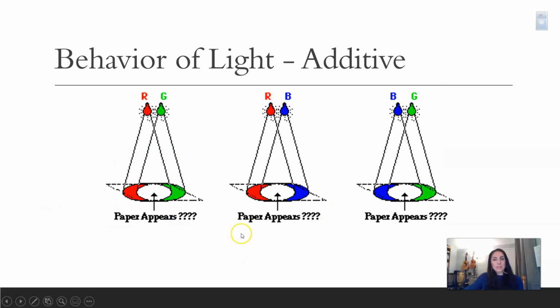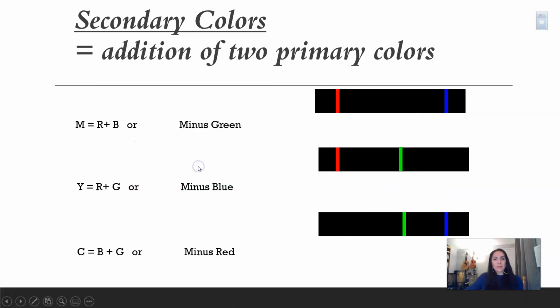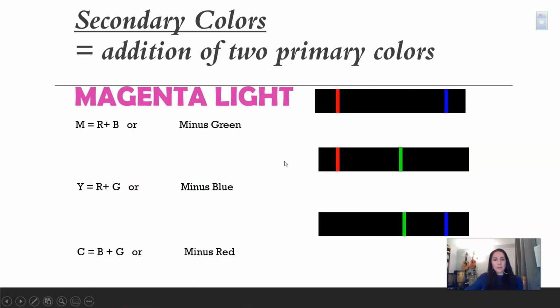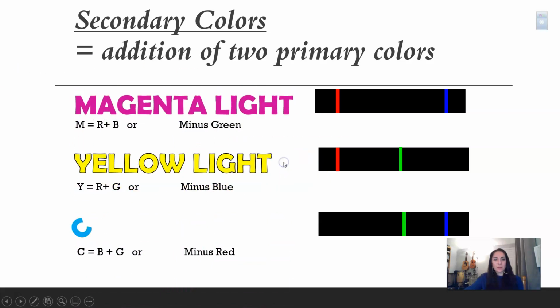Now, what happens is that when you mix the primary colors, you get what we call the secondary colors. In fact, the secondary colors are the following. Magenta is red and blue. Yellow is surprisingly green and red. And cyan, a light blue, is green and blue. Isn't that so weird, right?